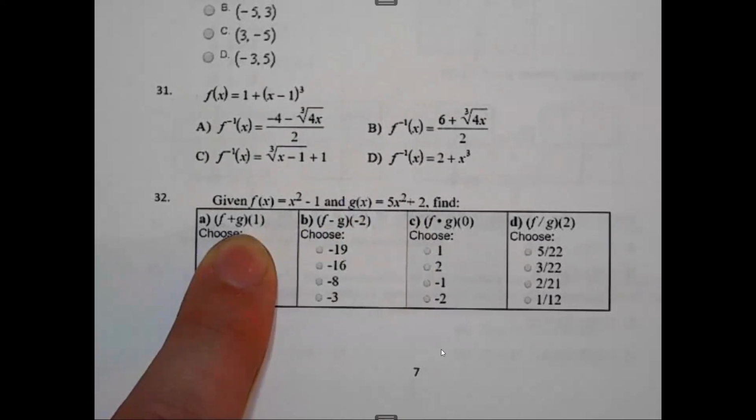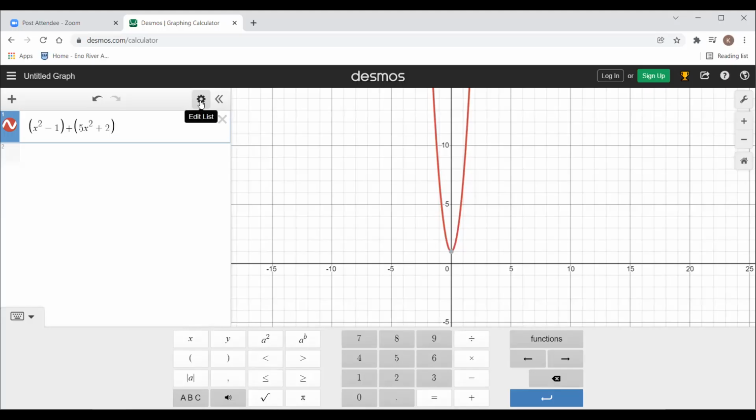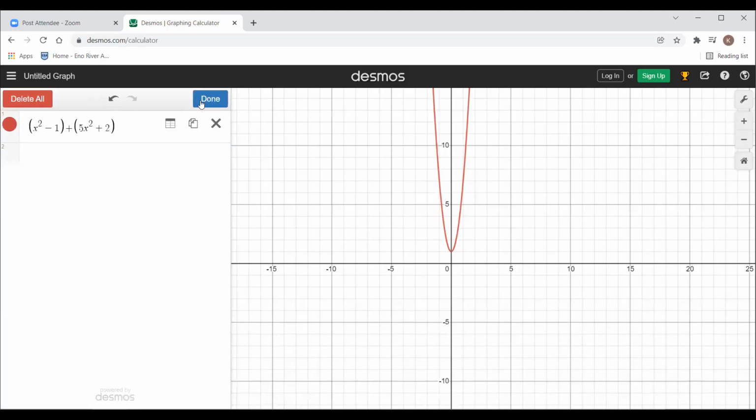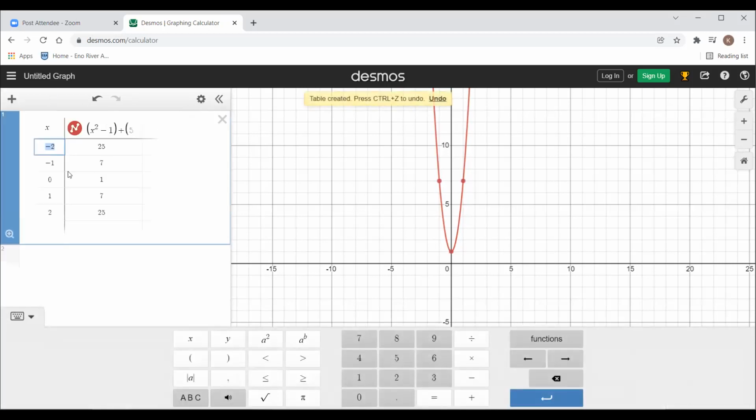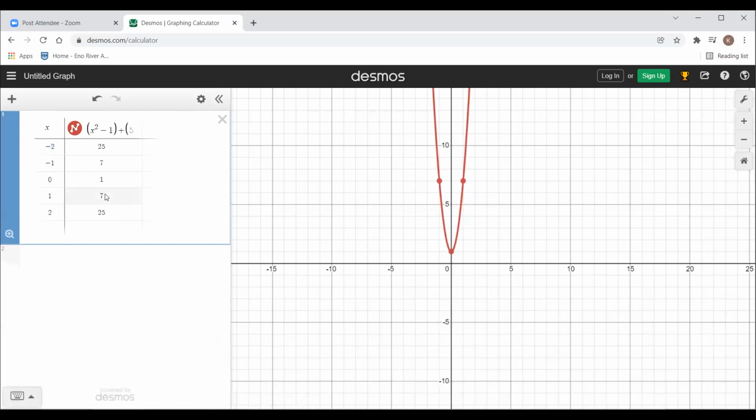Okay, so what I'm gonna do now is click up here, and I'm gonna click the table button. And this lets you look at X values, table values. It's like looking at a table on your calculator screen, and you can type any X value that you want. 1 happens to already be on the table. So I'm just gonna look at that. The output is 7. So F plus G of 1 is 7. 7 is the answer.